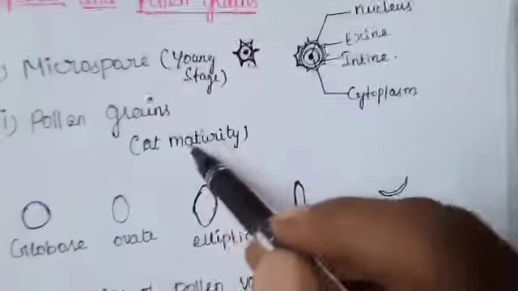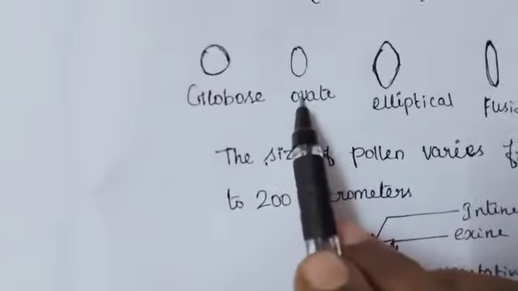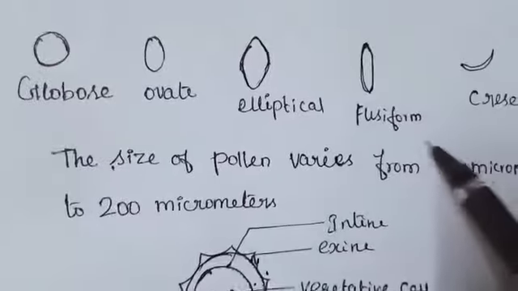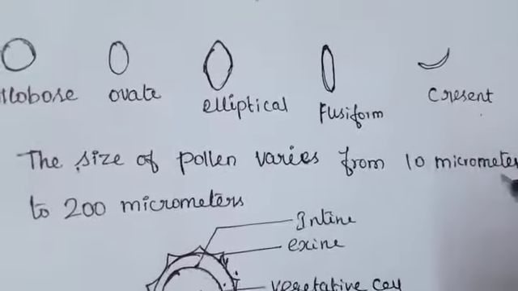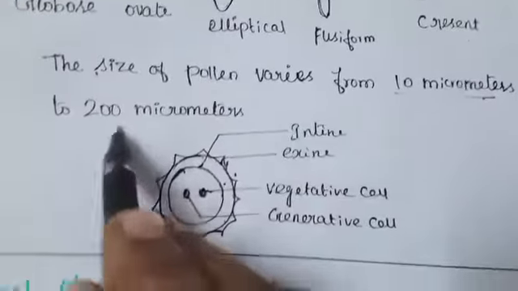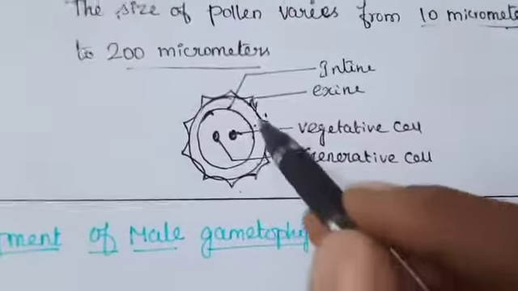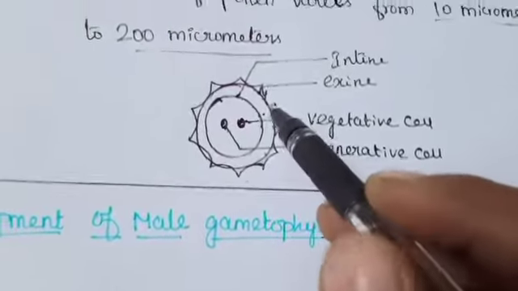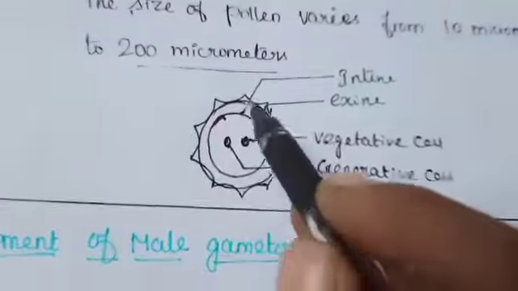Next, pollen grains. The shape of pollen grains varies from species to species. It may be globose, ovate, elliptical, fusiform and crescent. The size of pollen varies from 10 micrometers to 200 micrometers. This wall material is made up mostly of pollen kit. Pollen kit is contributed by the tapetum. So this outer layer is made up of the pollen kit.